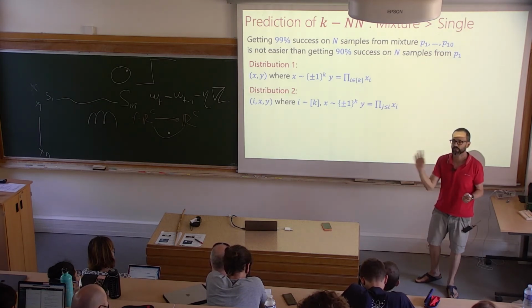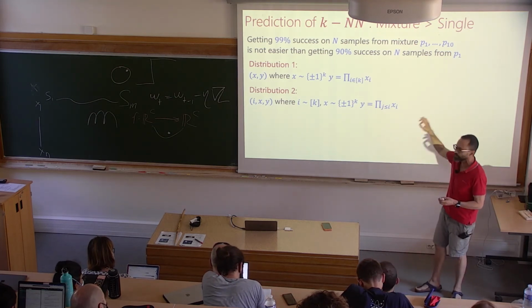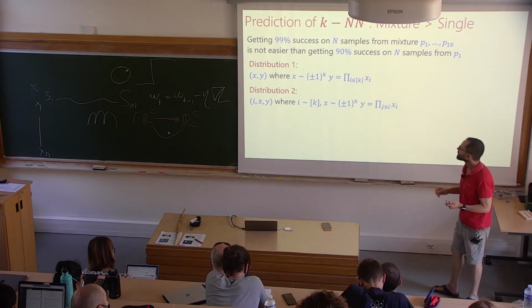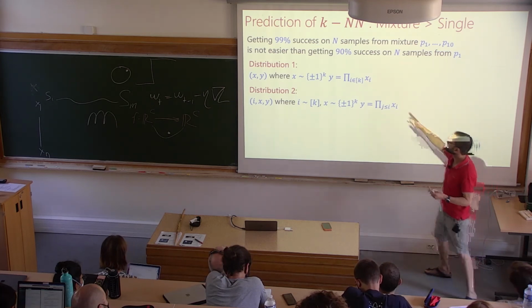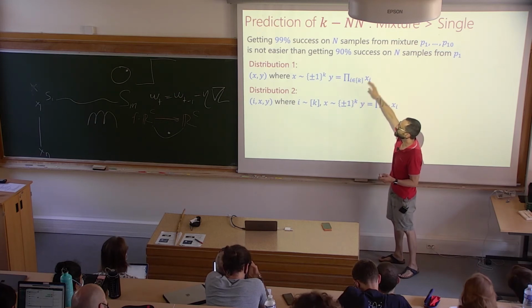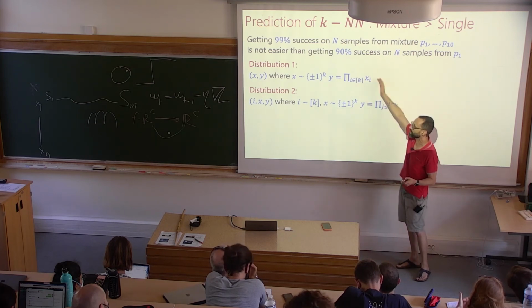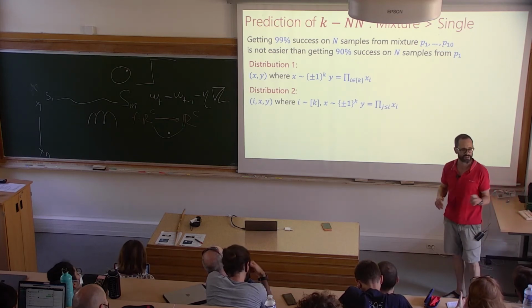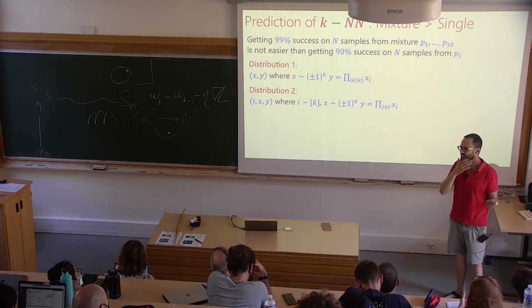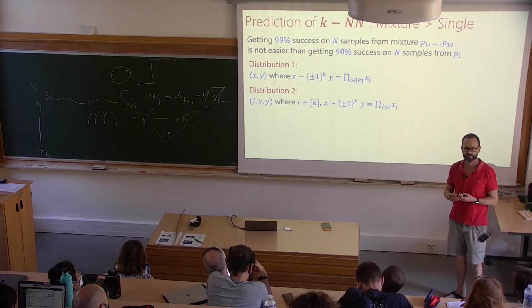If you didn't have an architecture that is invariant under permutation, then maybe you'd have a secret hidden permutation. Intuitively, getting 99% success on distribution 2 would mean you have to get about 90% on the component corresponding to the first one. So in some aspects distribution 2 should be harder. But what do you think? What will be easier or harder for a neural network?